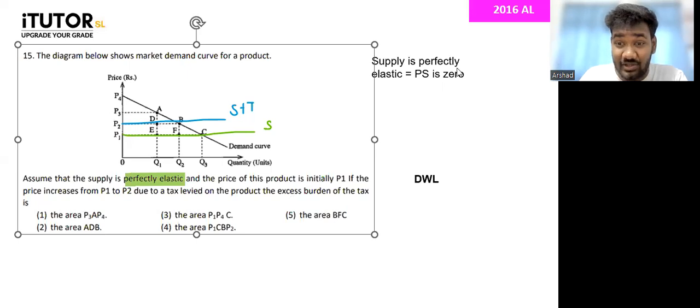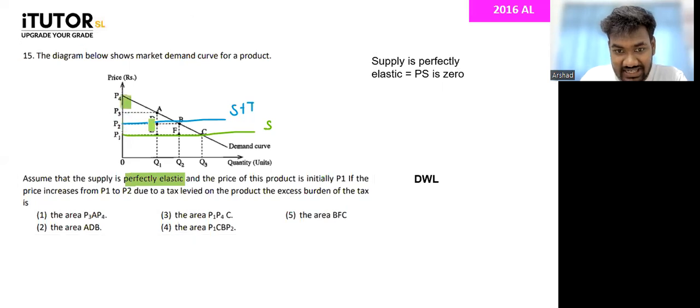So what is the consumer surplus before? Consumer surplus before in this example is this entire area. Let me highlight. Consumer surplus before is this entire area. Now after the tax, what happens? After the tax, consumer surplus goes to this part. So consumer is losing this red color shaded area.